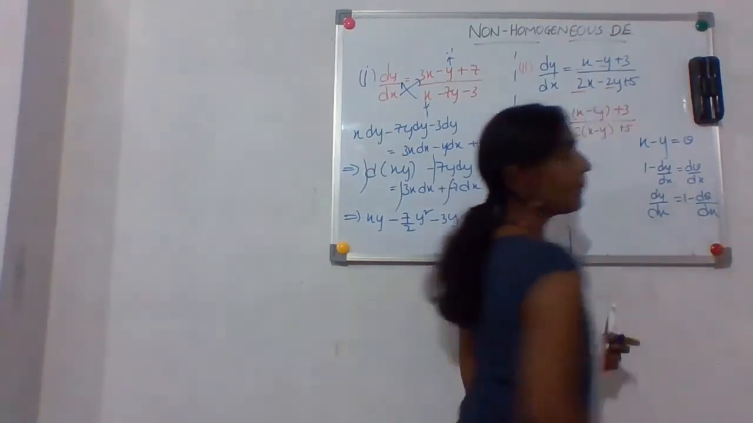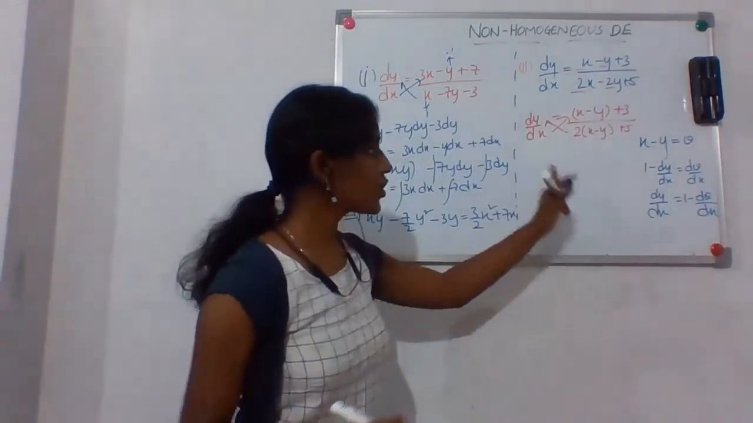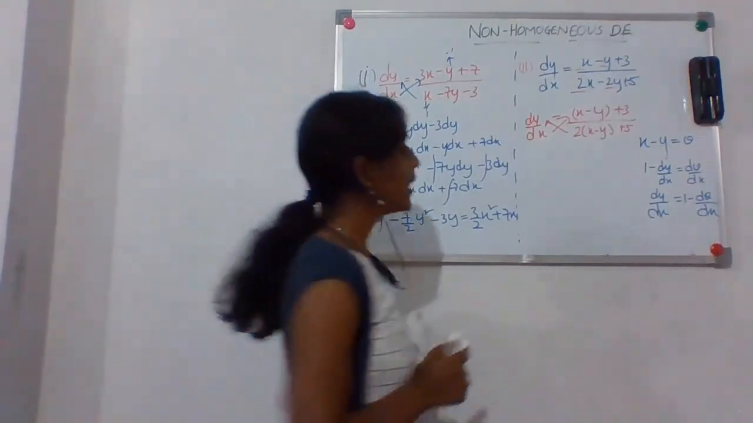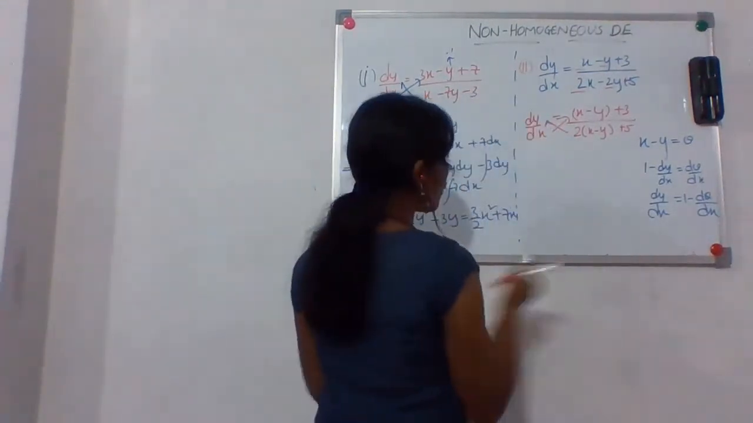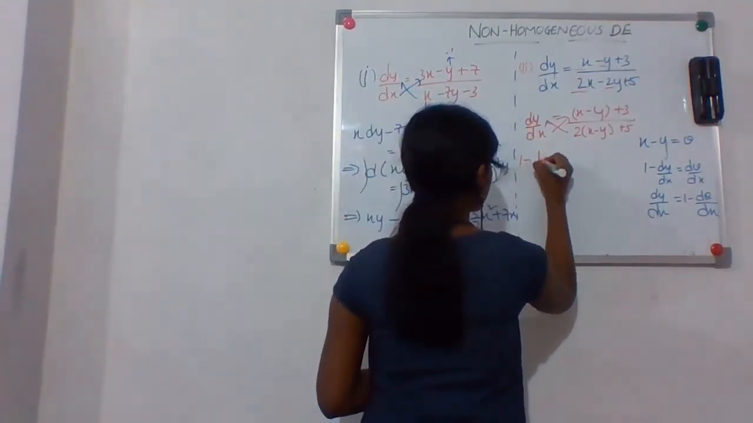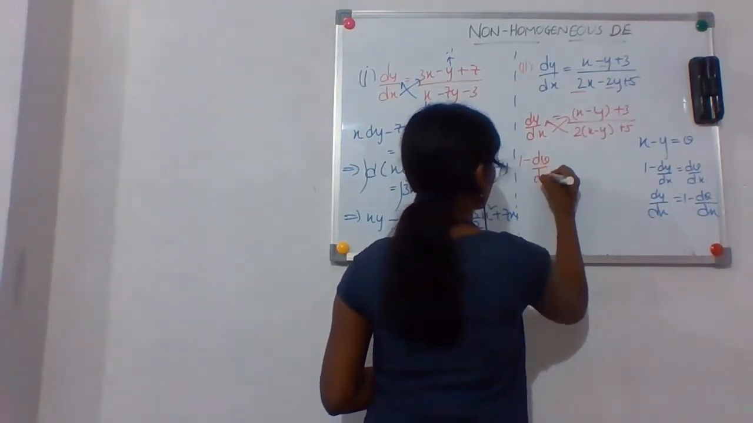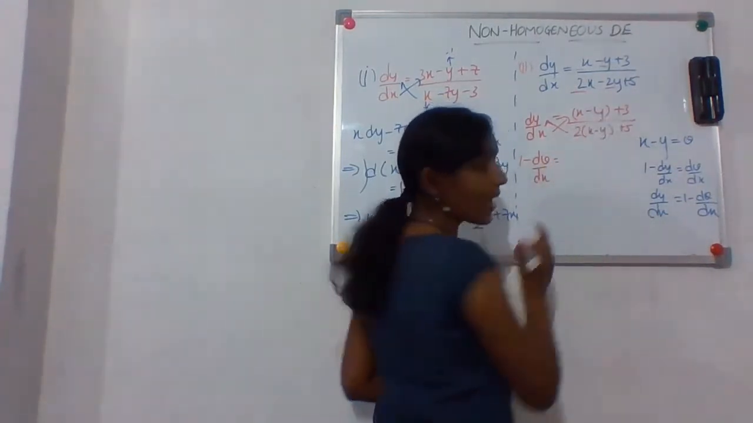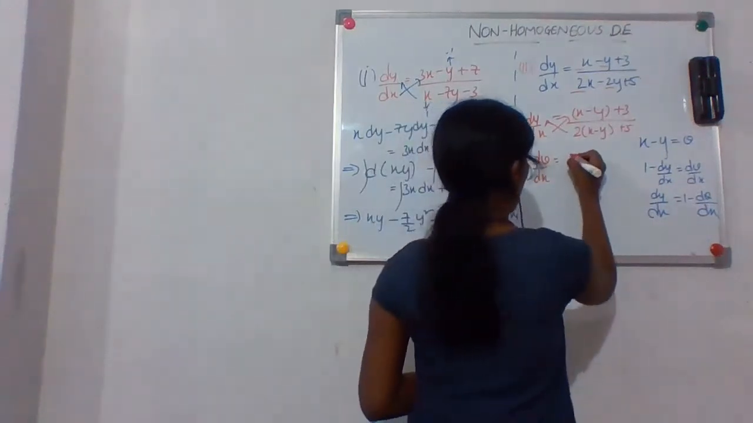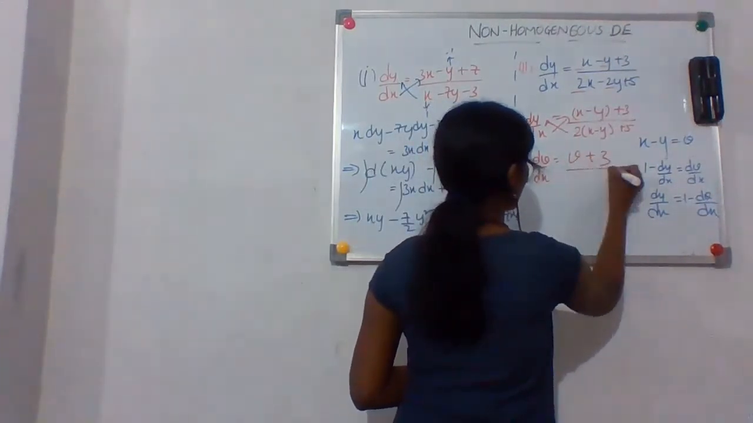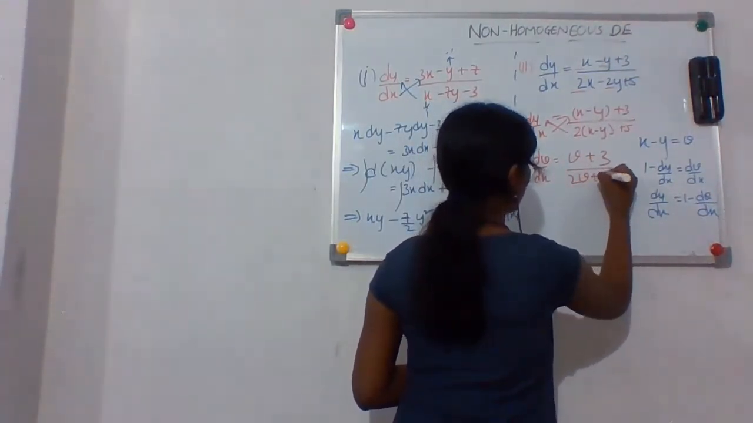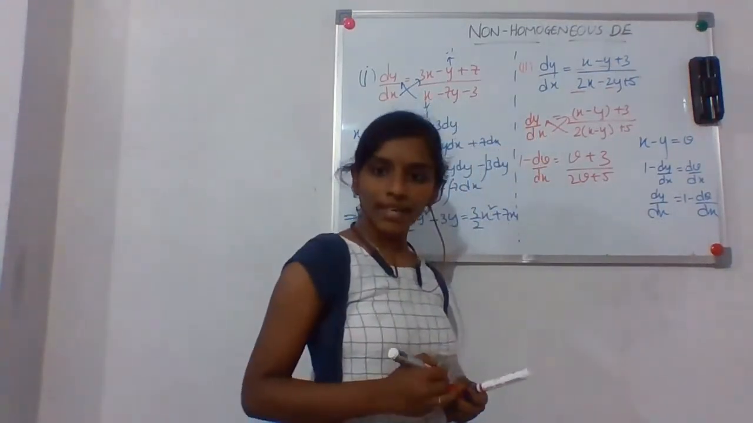Am I right? That is the substitution that we are going to do over here. So how are we going to write it? 1 minus dv by dx is equals to, instead of x minus y, v. So (v plus 3) by (2v plus 5). Am I right? That is it.